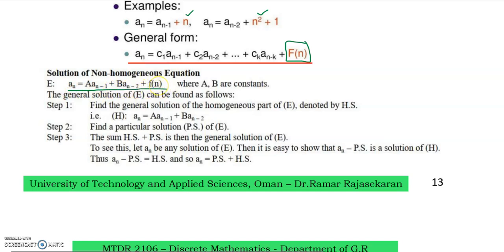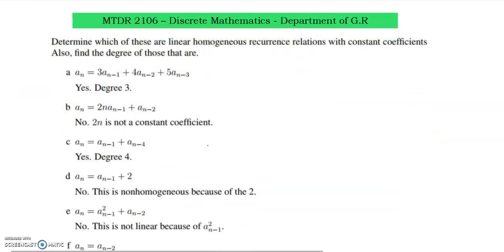Now, what do we have to find? We have to find the complete solution. For that, we will find the general solution for the homogeneous part and the particular solution. Then we will add both: the homogeneous solution and the particular solution, and then write the general complete solution. We will see how to do this through one example. But before that, a few multiple choice questions are there.